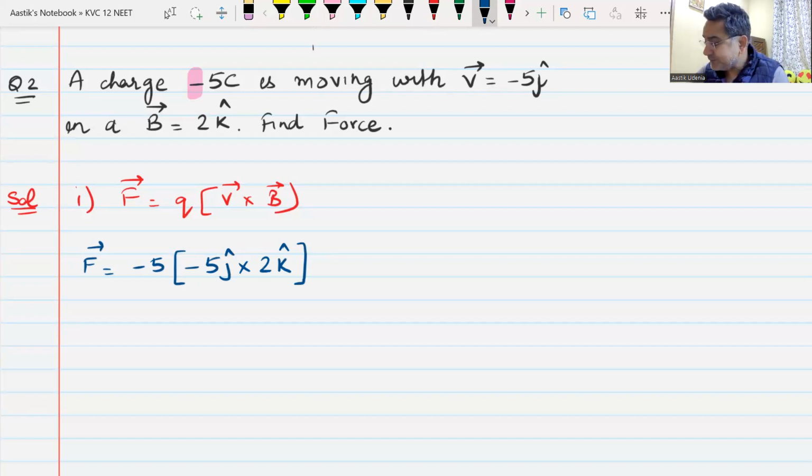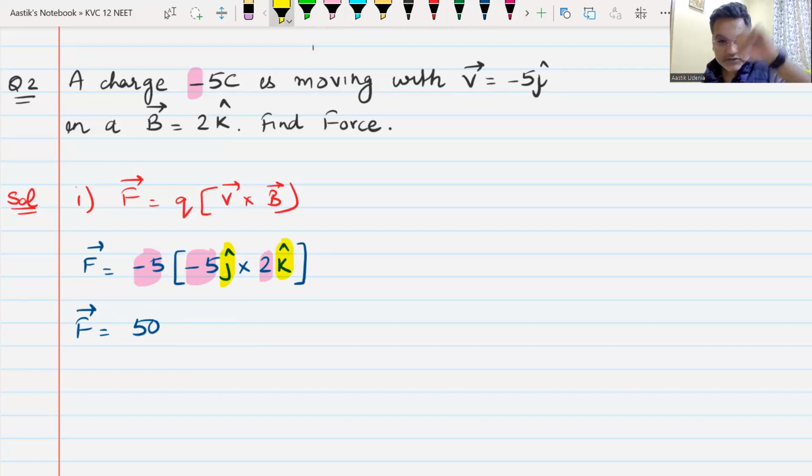Now I can multiply. Minus 5 into minus 5 is 25. 25 into 2 is 50. Here I will get this as 50 J cross K. I cross J is K, and J cross K is I. So I will get this as I. The answer would be 50I. Do we understand this?